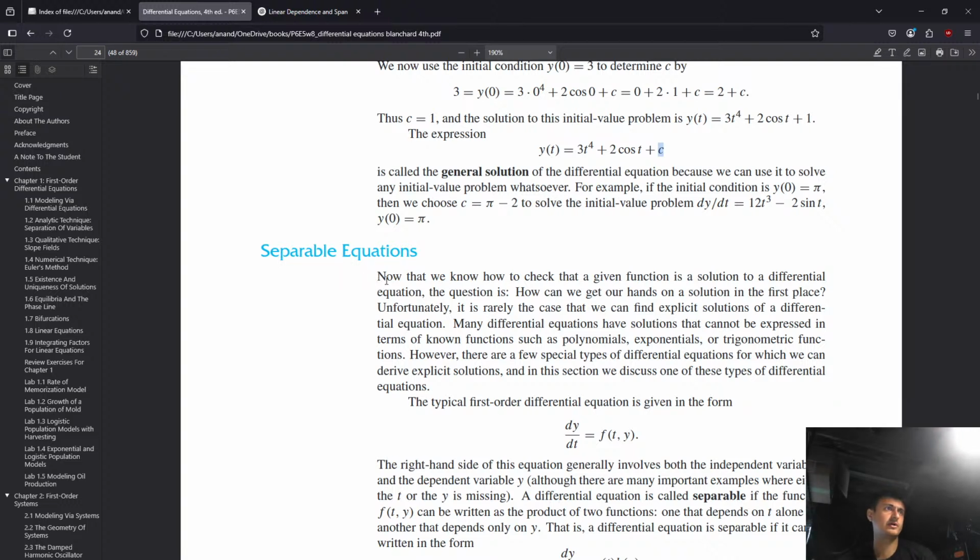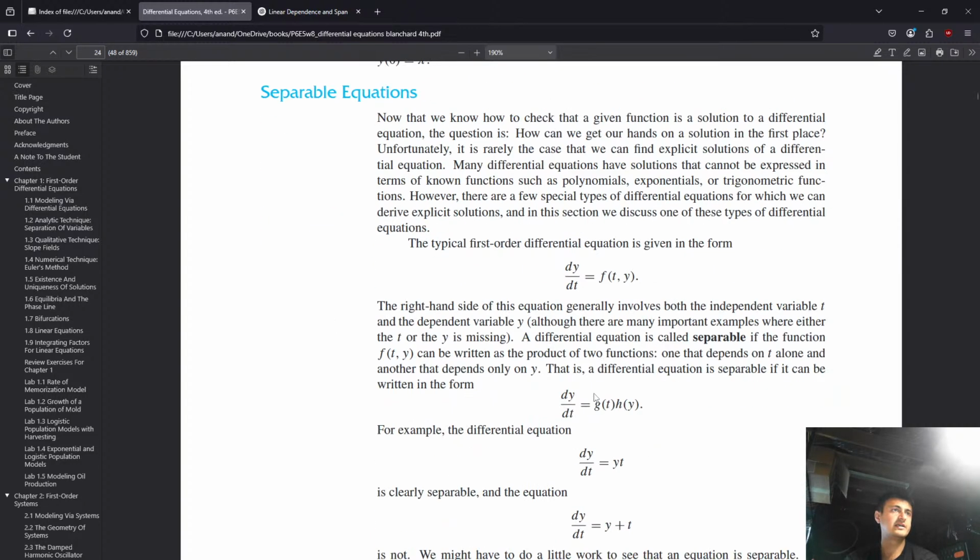Okay, separable equation. Now that we know how to check whether a given function is a solution to a differential equation, the question is, how do we get our hands on a solution in the first place? Unfortunately, it is rarely the case that we can find explicit solutions of differential equations. Many differential equations have solutions that cannot be expressed in terms of known functions such as polynomials, exponentials, or trigonometric functions. I really never understood that. However, there are a few special types of differential equations for which we can derive explicit solutions. In this section, we discuss one of these types of differential equations.